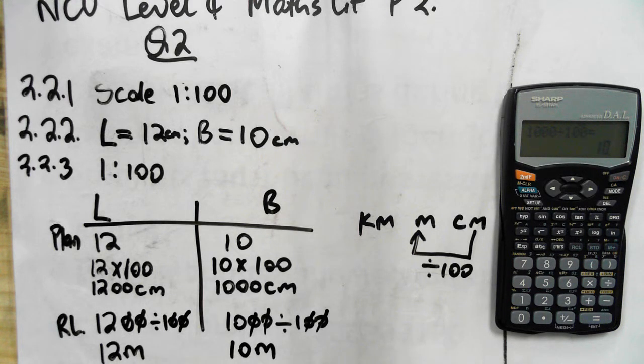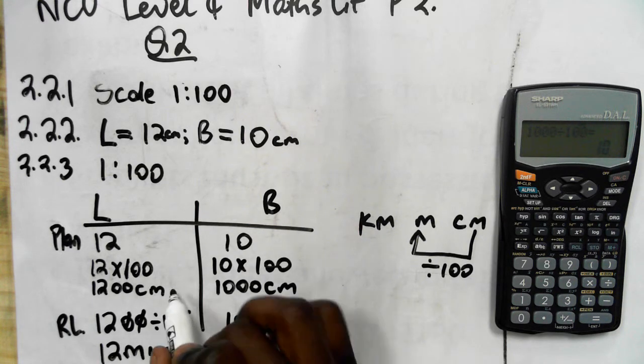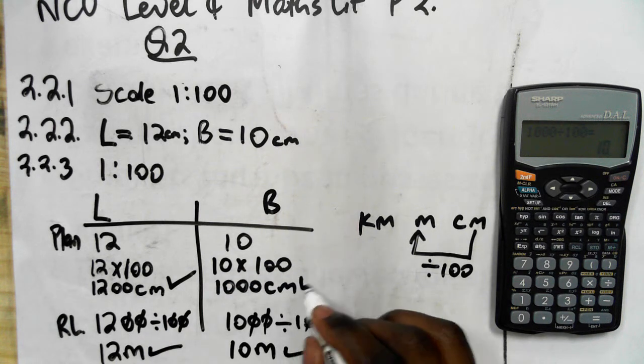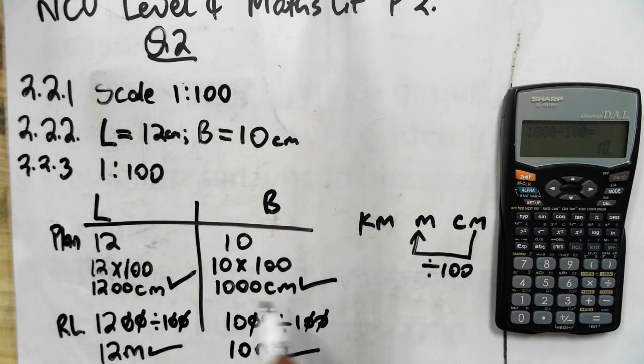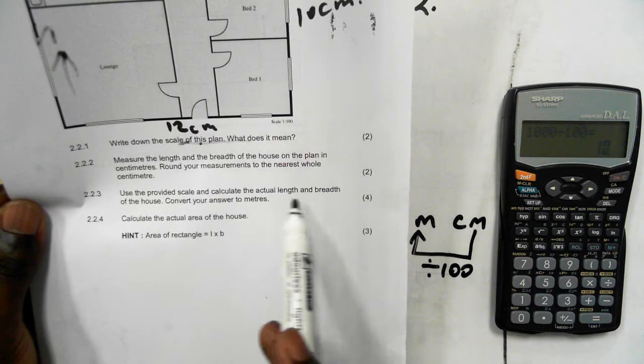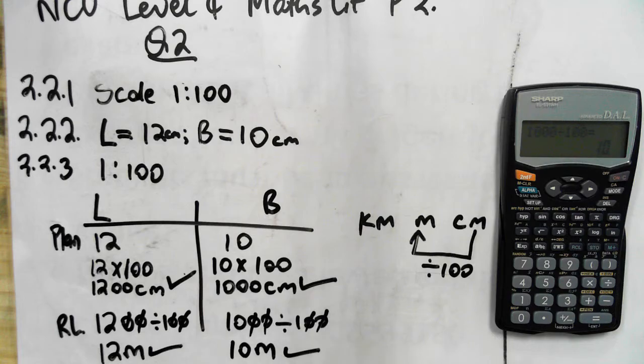So your length is given in meters, and your breadth is given in meters, and your length has been calculated using what? The scale, and then your breadth has also been calculated using your scale. So 4 marks. Yes, it should be 4 marks, ladies and gentlemen, with no further ado. It is 4 marks. Just make sure that you see that. I hope you see that. And that's the end of this question. I'm going to do 2.2.4 now.